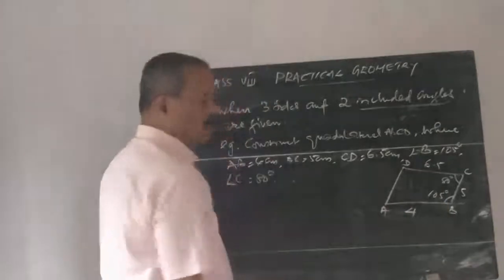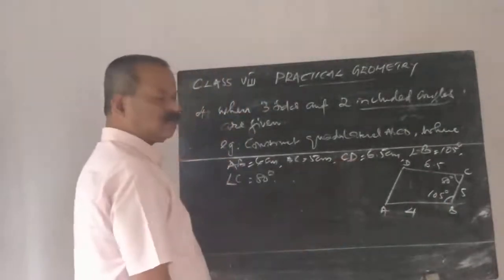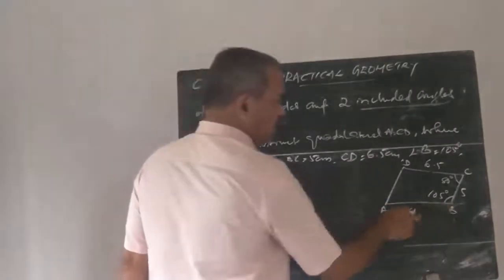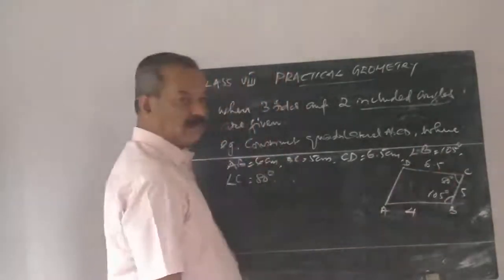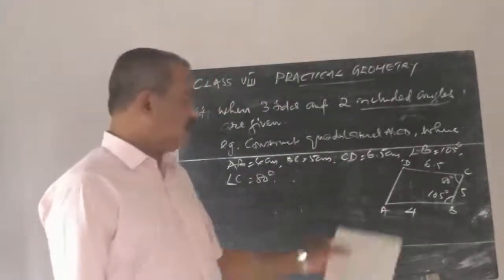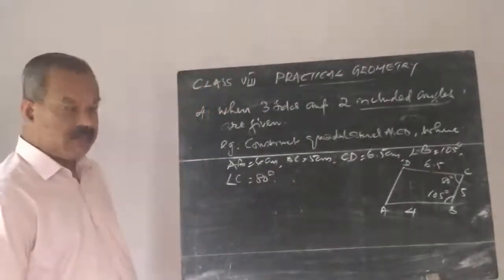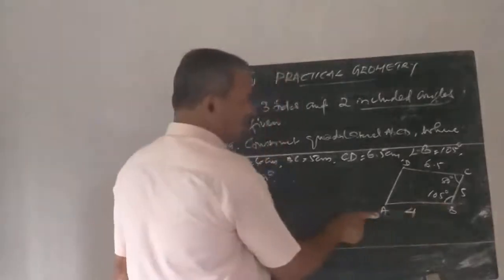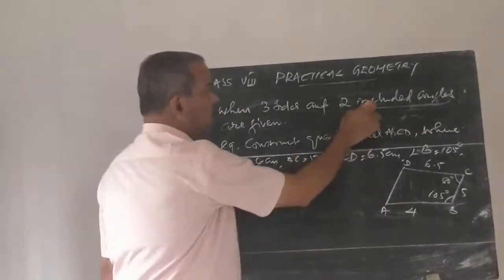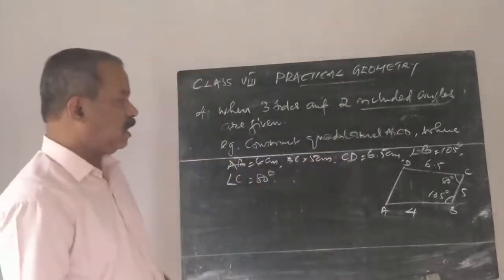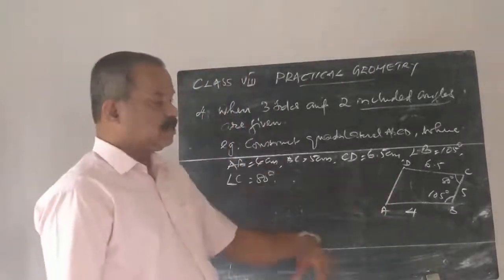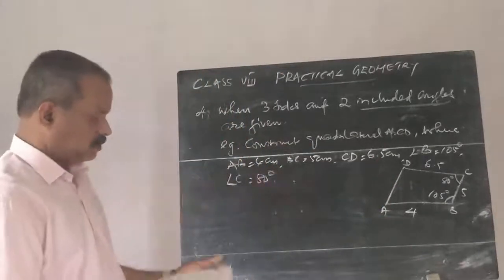And consider this angle B 105. Is it an included angle? Yes. Why? Because AB is known, BC is known. But what about angle A? Angle A cannot be considered as an included angle because only the length of AB is known. AD is not known. The meaning of included angle is the angle made by the sides whose measures are given. Now we can construct this.